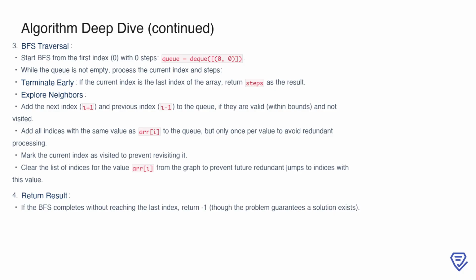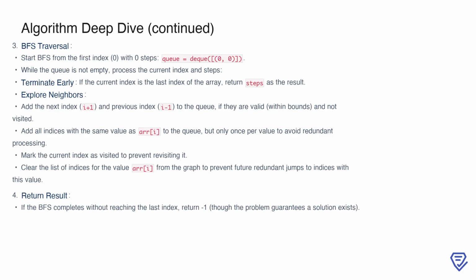If not, we explore all possible neighbors of the current index. These include the next index, the previous index, and all other indices that share the same value as the current element. For each valid neighbor that has not been visited yet, we add it to the queue and mark it as visited.